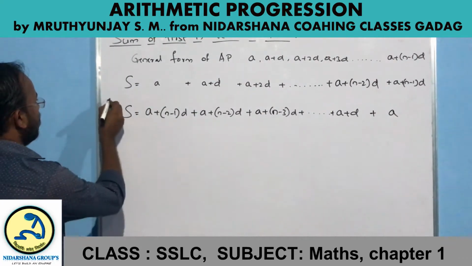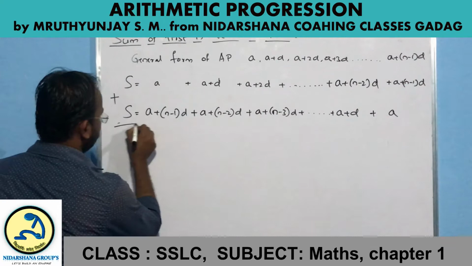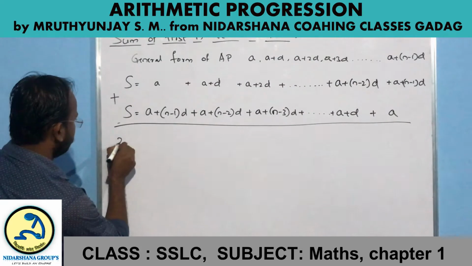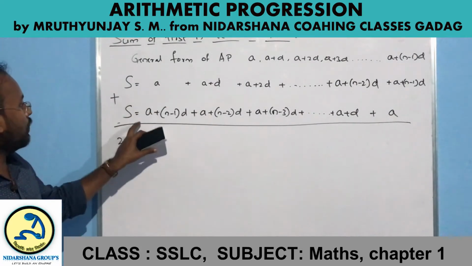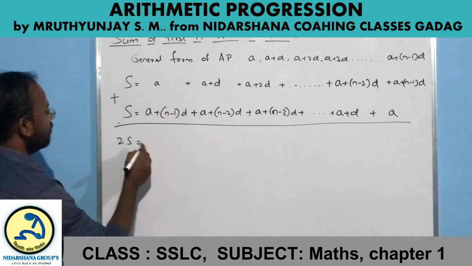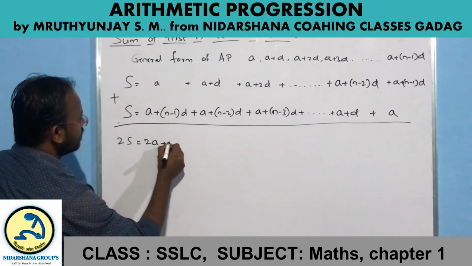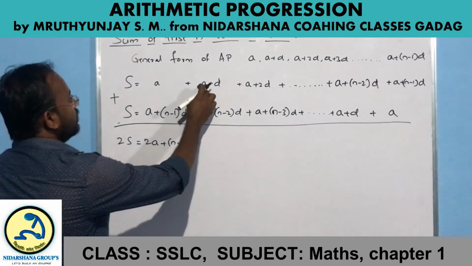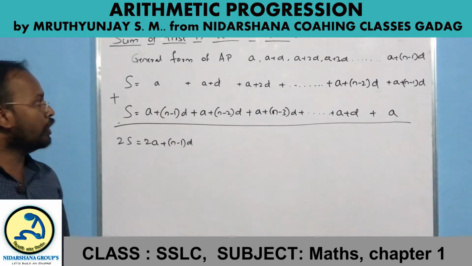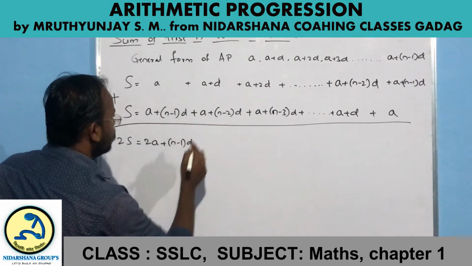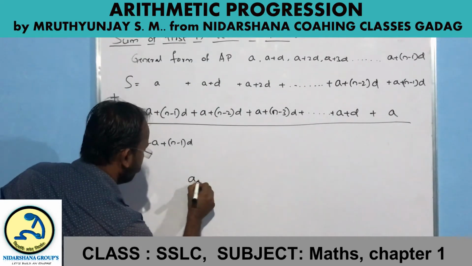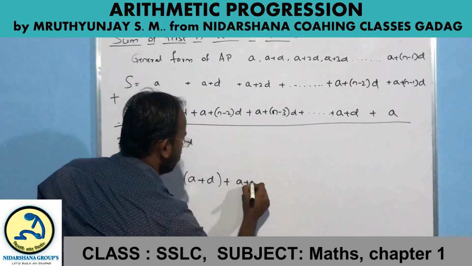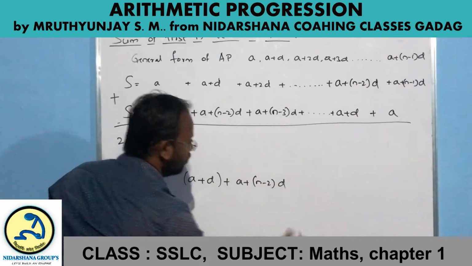Okay, so I will add these two equations. That is S plus S, it becomes 2S, is equal to a plus n minus 1 into d plus a, it becomes 2a plus, I will keep n minus 1 into d as it is. Okay, next a plus d plus a plus n minus 2 into d. So here I need to add these two equations. I will write it separately.